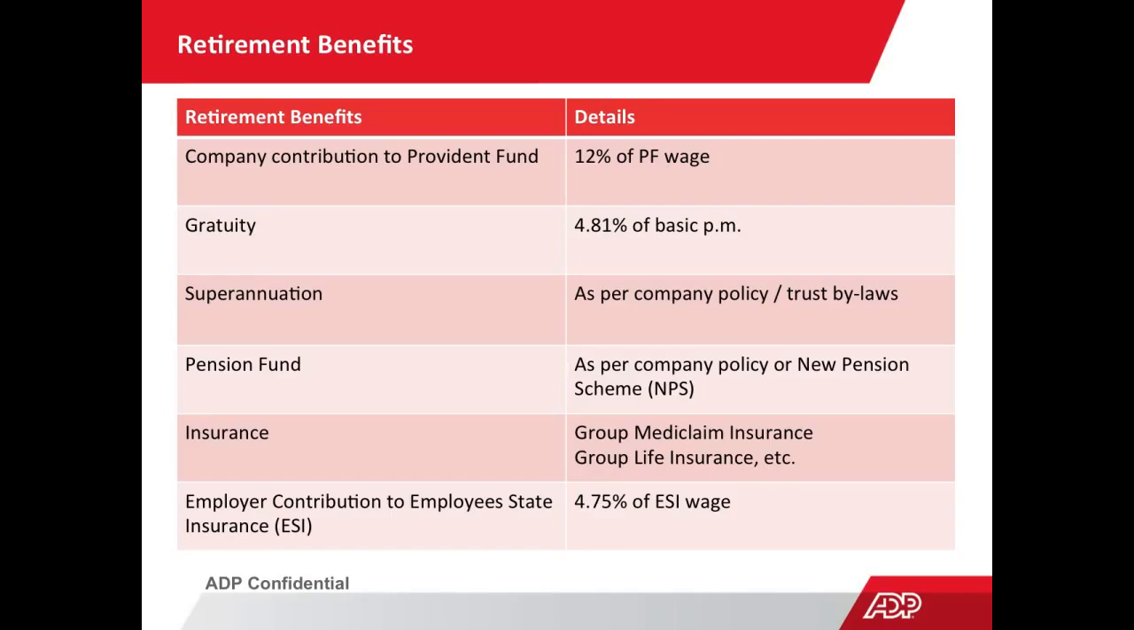You will also come across insurance. Companies do provide group medical insurance or group life insurance. So whatever contribution is paid by the employer on behalf of the employees, the same will be considered as part of the compensation. Whatever demand notice they get from the insurance company, a notional value will be attached for the employee for the compensation benefits.